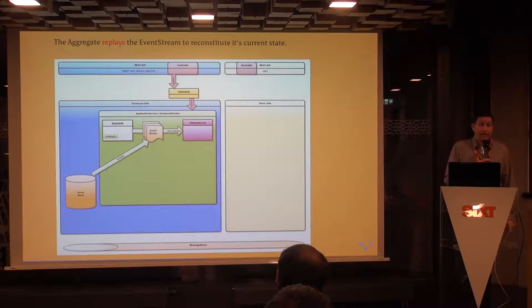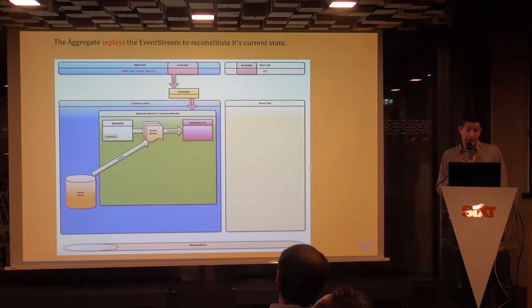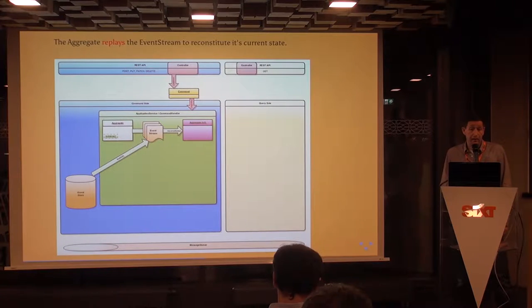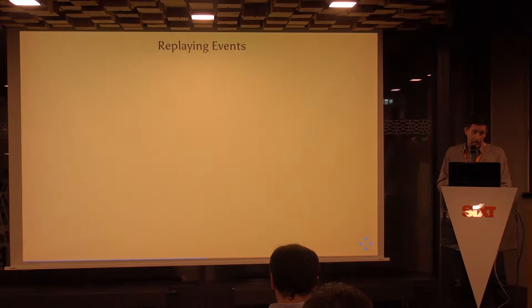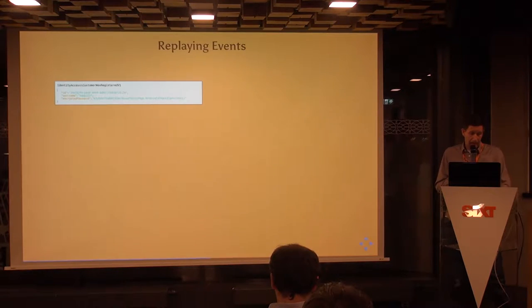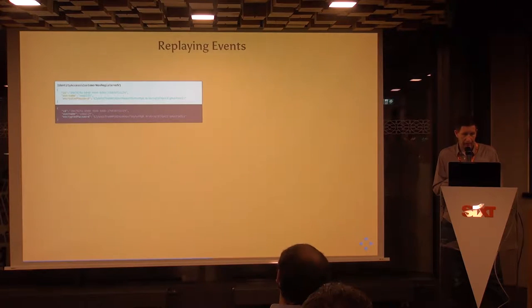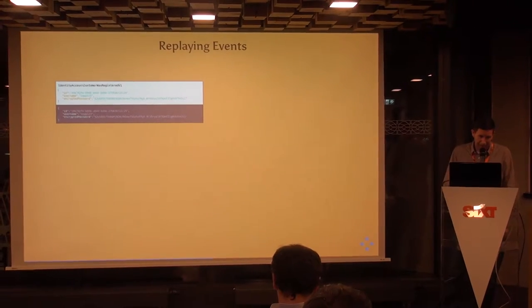So now that we have the event stream, we finally replay it to reconstitute the state of the aggregate. Replaying events, what's that? So the white ones are the events, the black ones are the state. Is that readable? I guess it's too small for you guys back there. I can't even read it myself.